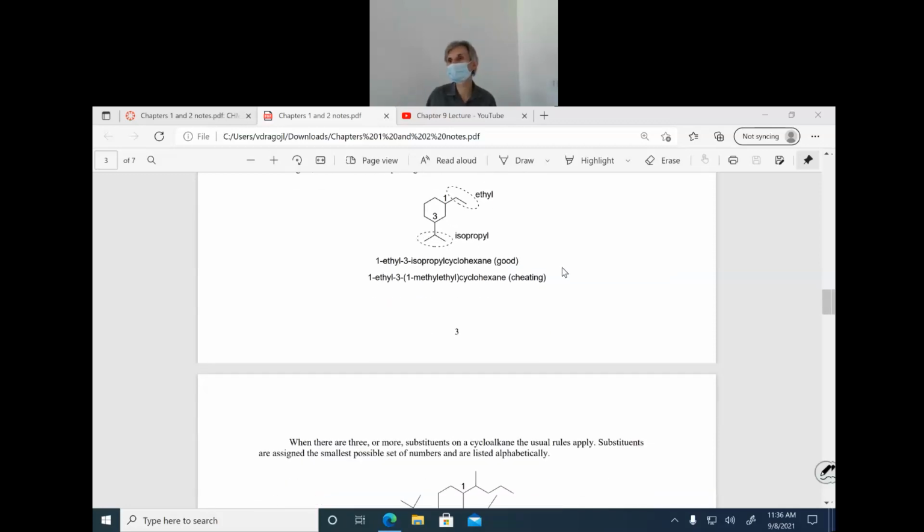As things get more complex, students get more tempted to use a computer to generate names and to provide those names. So 1-ethyl-3-isopropylcyclohexane, that's exactly what I would expect you to answer. 1-ethyl-3, and then in parentheses 1-methylethyl cyclohexane, that's probably cheating. I put here cheating. It doesn't have to be. This could be an acceptable answer, but you better be able to explain this nomenclature and be able to apply it if you're using this kind of nomenclature.